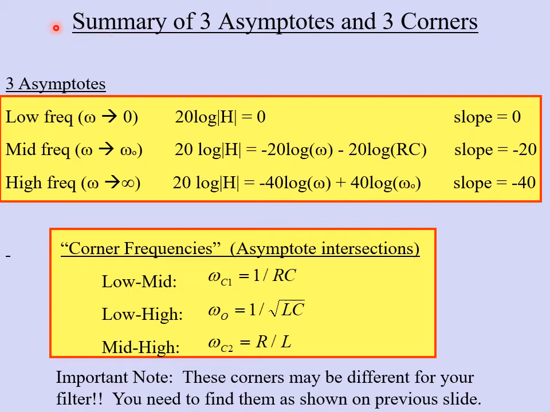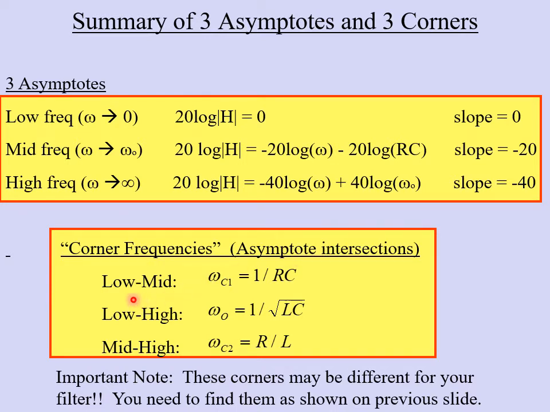All right, so let's look at a summary of what I just did. We have found 3 asymptotes: low frequency, mid frequency, and high frequency, and they are all listed here. This is just the results from the previous slide, and I also put the slopes here. And we can find the 3 corner frequencies, which are the intersections of these asymptotes.